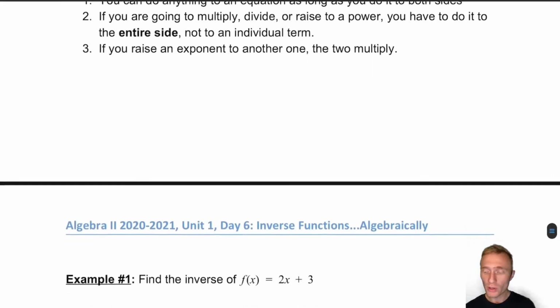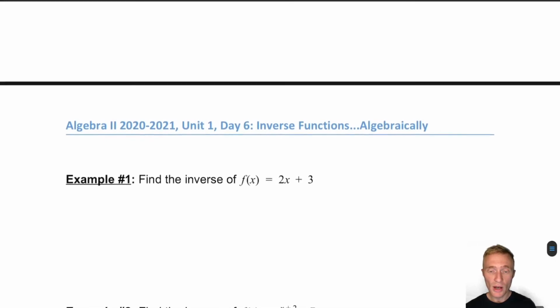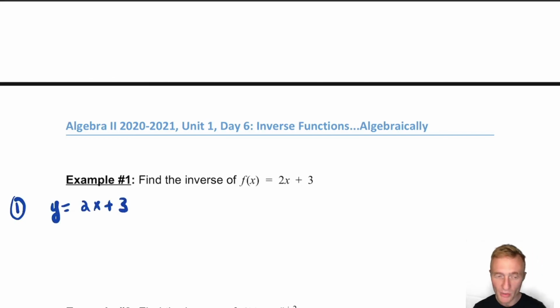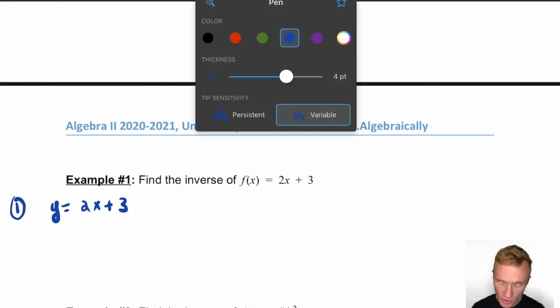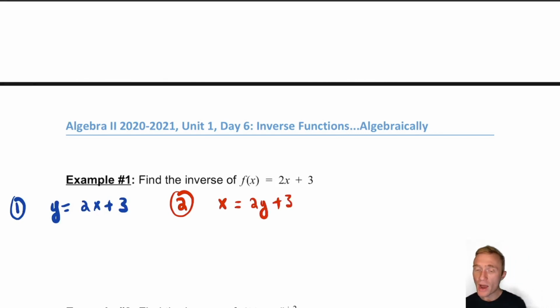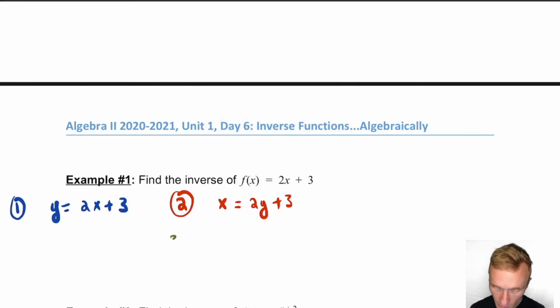Let's look at 4 quick examples. First, find the inverse of 2x plus 3. Well, step 1 was to just replace f of x with y equals 2x plus 3, just to make my notation easier. Step 2 is to replace our x and y values. So we'd have x equals 2y plus 3. And now I just need to solve for y. That's step 3. So step 3, I need to get the y by itself.